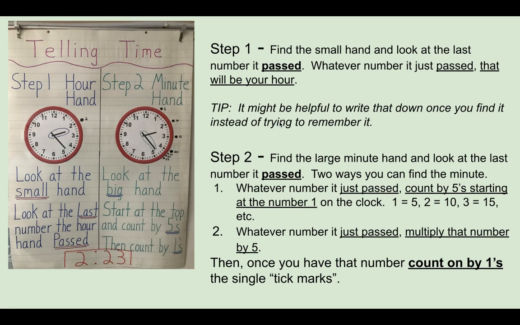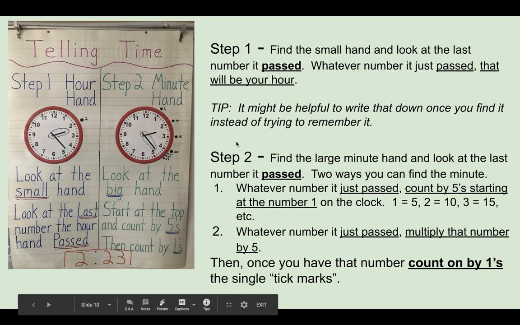And then again, there's 2 ways you can do it. You can count by 5s starting at the number 1, or you can multiply whatever number it just passed, which is 4, by 5. That will give you 20. Once you have that 20, you find the little tick marks and you count on from whatever number it just passed. So from 20, we're counting on: 21, 22, and 23. That will be our minute. And then we write that down.